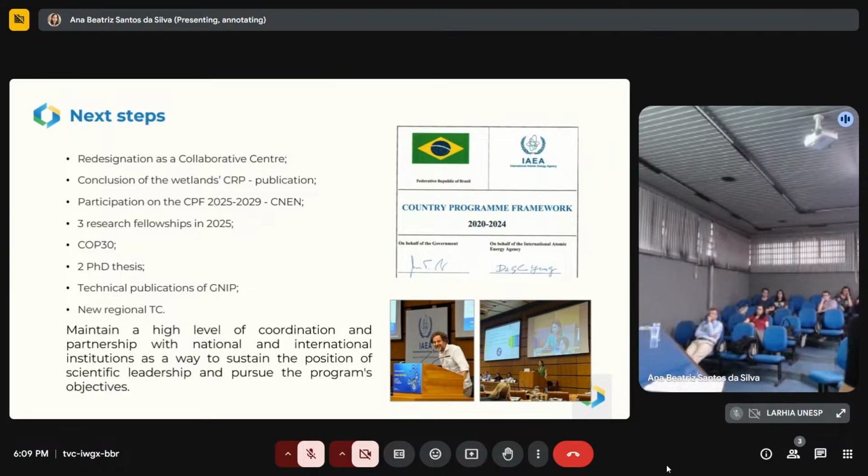So we need to work on the designation as a collaborative center. We are going to conclude to include this wetland CRP. We are participating in the country program framework elaboration for the next 4 years. It's really important because it's the first time where hydrology and the water systems are really getting into this discussion within the National Commission of Atomic Energy.